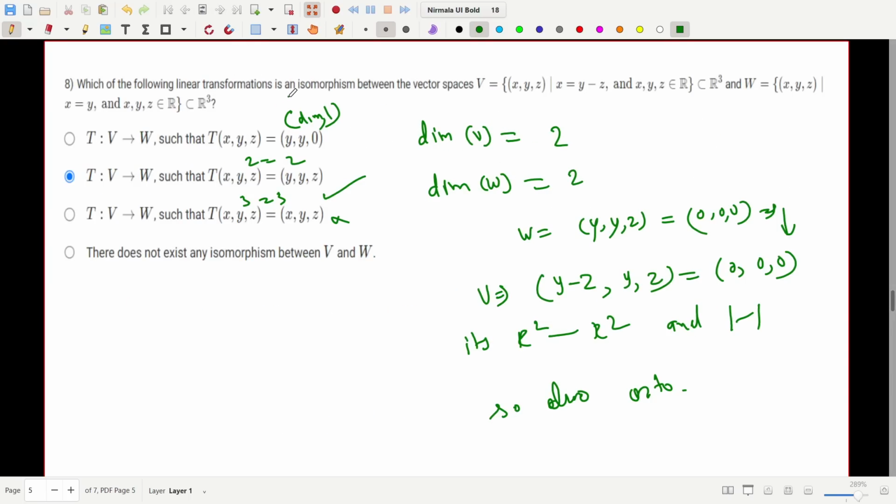Which of the following linear transformations is an isomorphism between the vector spaces V = {(x, y, z): x = y minus z} and W = {(x, y, z): x = y}?